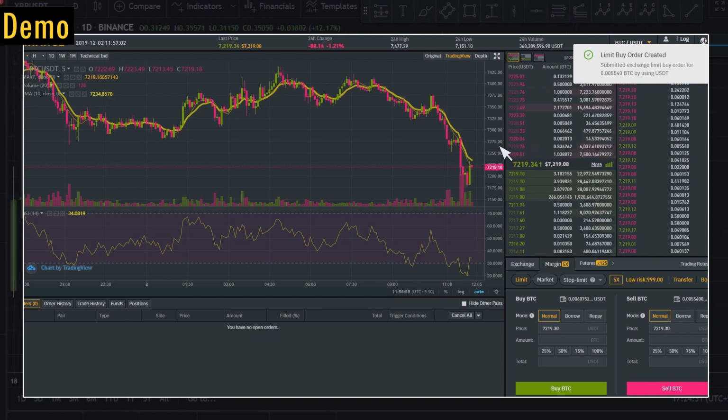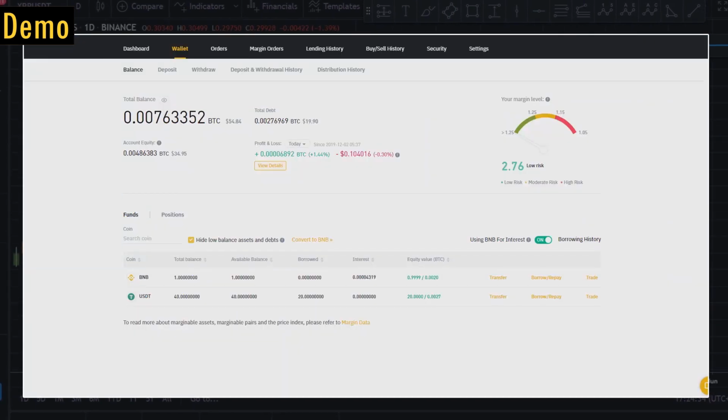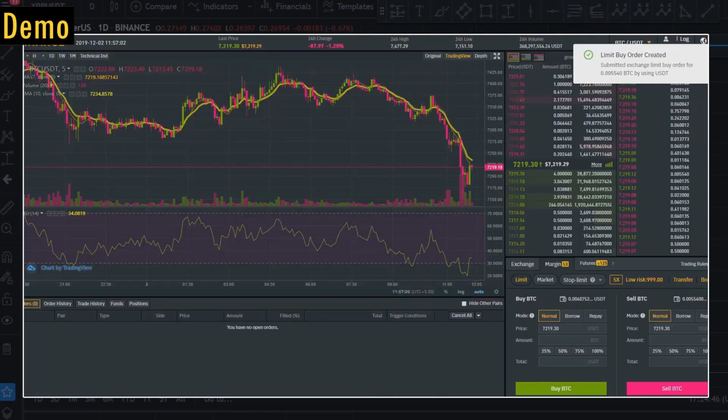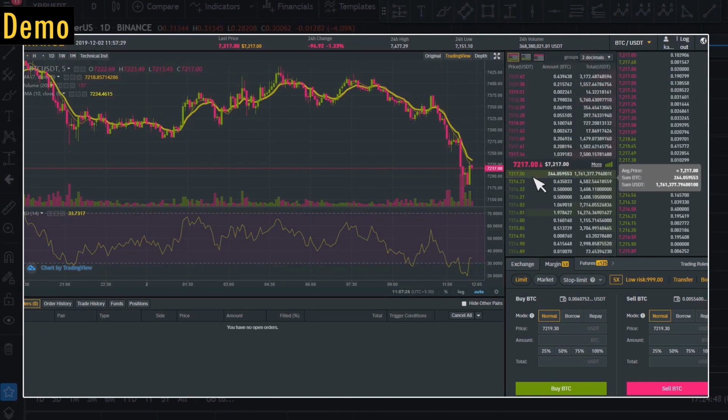That's it, my order got filled. Now if I go back to my wallet and hit refresh, yep, you can see that I bought BTC, but I still have a debt to pay with USDT. That's roughly $20. Okay, and let's exit the trade.